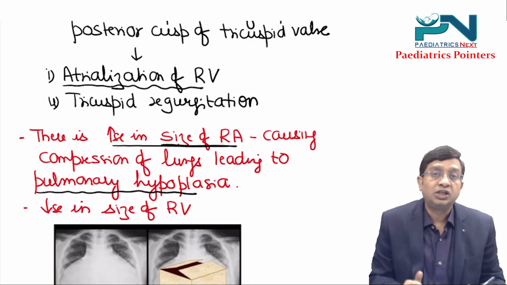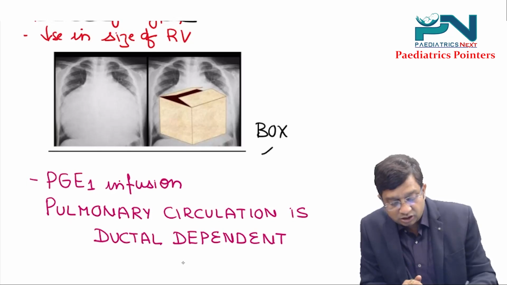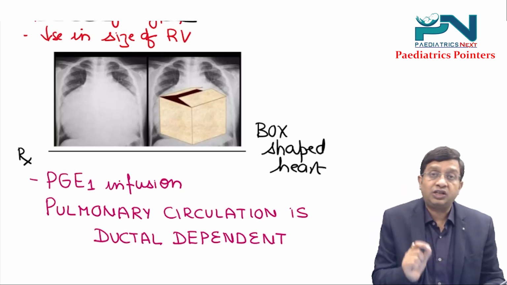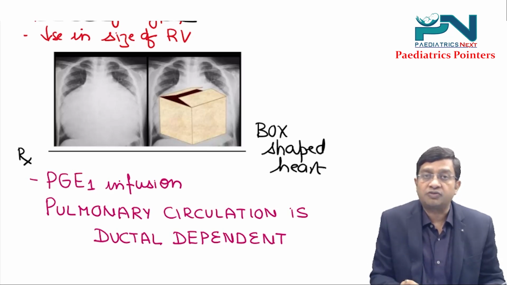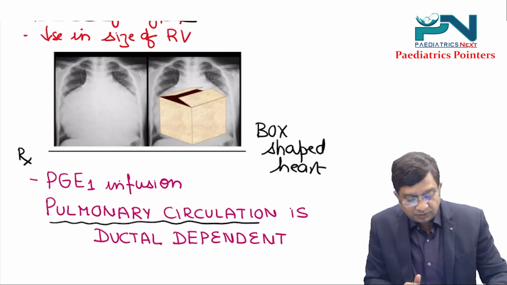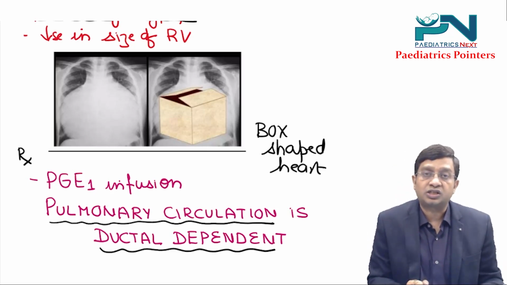Also here there is decrease in the size of right ventricle. Due to the increase in the size of right atrium, you can see the box shaped heart. At birth, what you like to go for? Prostaglandin E1 infusion, because the right ventricle is pumping very little blood to the pulmonary artery. If you want this child to survive, the ductus arteriosus has to remain patent so that the pulmonary blood flow increases. That's why pulmonary circulation is ductal dependent.